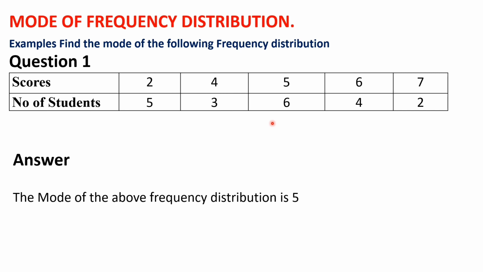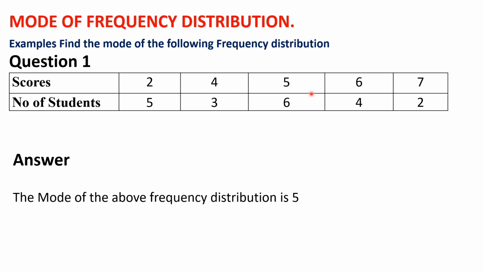Are you getting it? So the number of times in which an element or observation repeats itself is known as the frequency. In question number 1, we have the scores and the numbers of students that have each score. The frequency is the number of students that have each score. How many students score 2? 5 students score 2. 3 students score 4. 6 students score 5. 4 students score 6. And 2 students score 7.